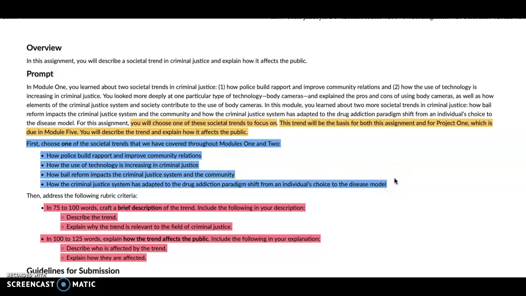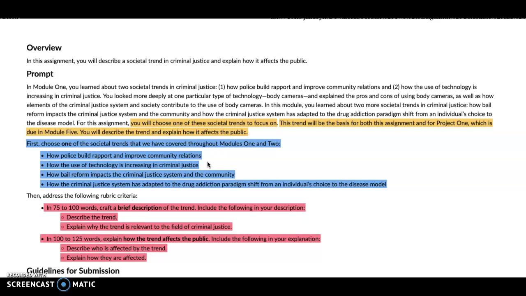Now the key here is that this trend, so in other words, whichever one of these four you select, will be the basis for both this assignment and for Project 1, which is due in Module 5. So again, you need to select one of these, and then this same selection will be part of your Project 1 in Module 5. So think about that as you decide which one of these you're going to research and write about.